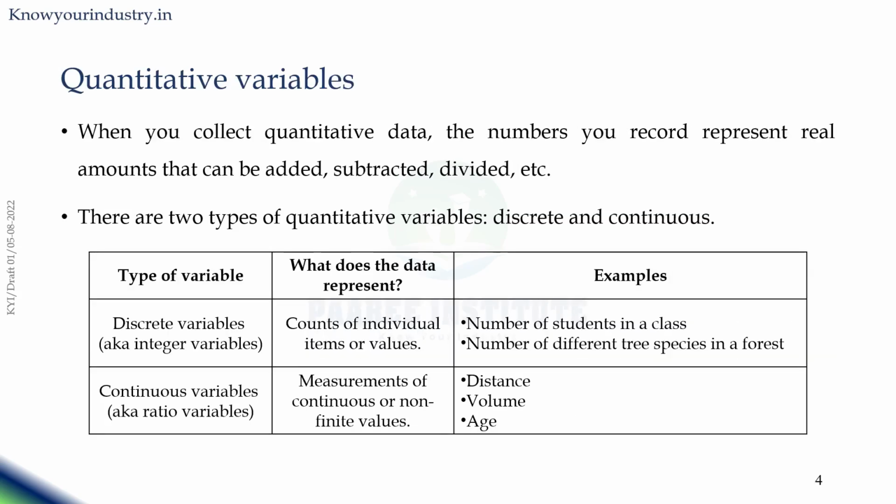In this slide, we see more about quantitative variables or quantitative data. When you collect quantitative data, the numbers you record represent real amounts that can be added, subtracted, divided, etc. We already saw there are two types of quantitative variables, discrete and continuous. Discrete variables or integer variables are counts of individual items or values, for example, the number of students in a class or the number of different tree species in a forest. Continuous variables or ratio variables are measurements of continuous or non-finite values, such as distance, volume, age, etc.